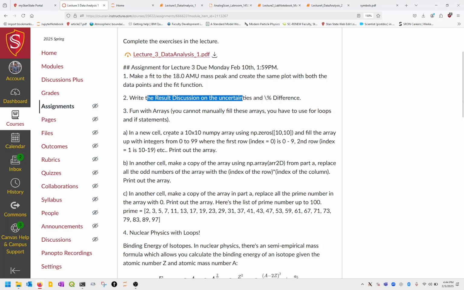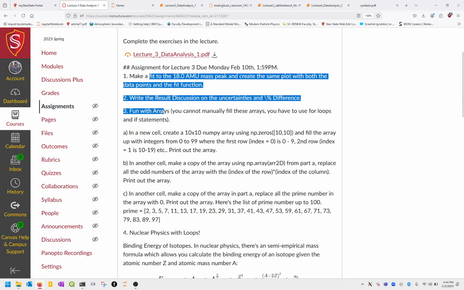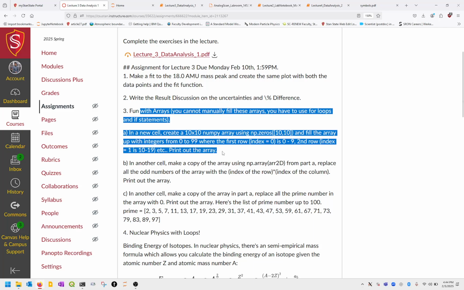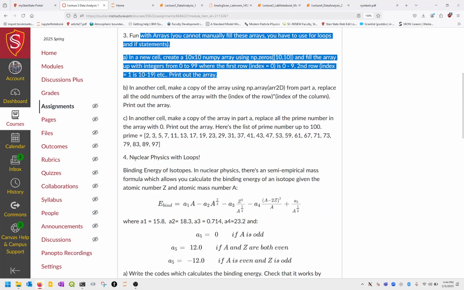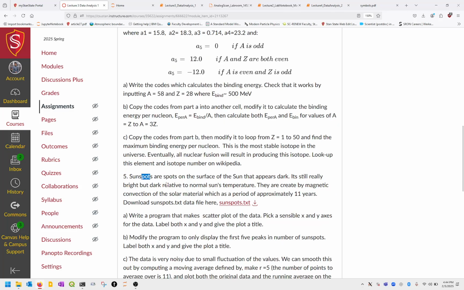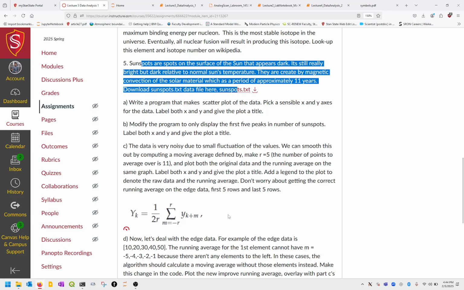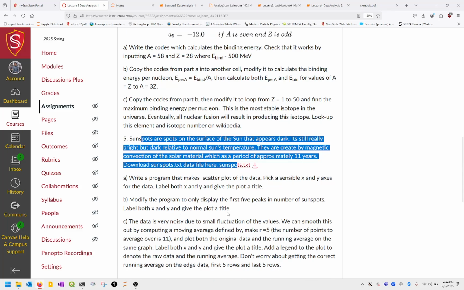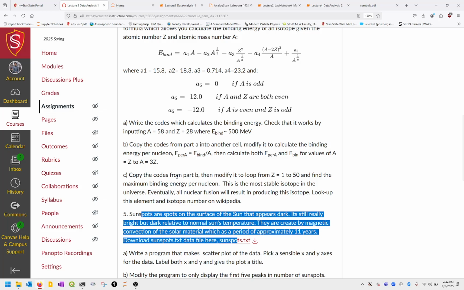Why is it like this? Okay, oh, because I copy and pasted this. And then I just have you guys play with arrays, a little fun with arrays. Do a little nuclear physics, and then also do a little bit of sunspot, a little bit of astronomy, and that's it, okay? So it's basically like 3 additional problems on top of what you started in the class already. Okay? All right.